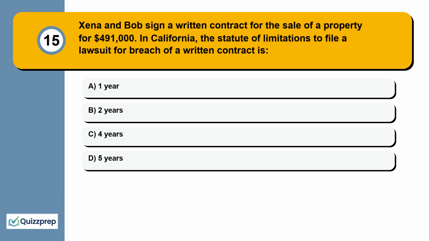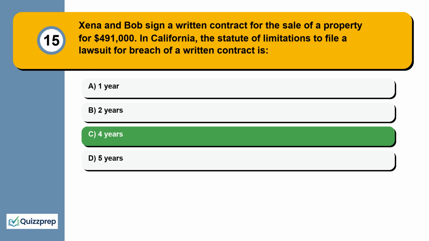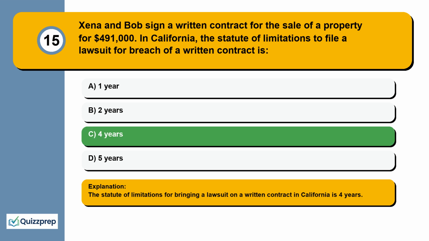Question 15. Zena and Bob sign a written contract for the sale of a property for $491,000. In California, the statute of limitations to file a lawsuit for breach of a written contract is 1 year, 2 years, 4 years, 5 years. The statute of limitations for bringing a lawsuit on a written contract in California is 4 years.